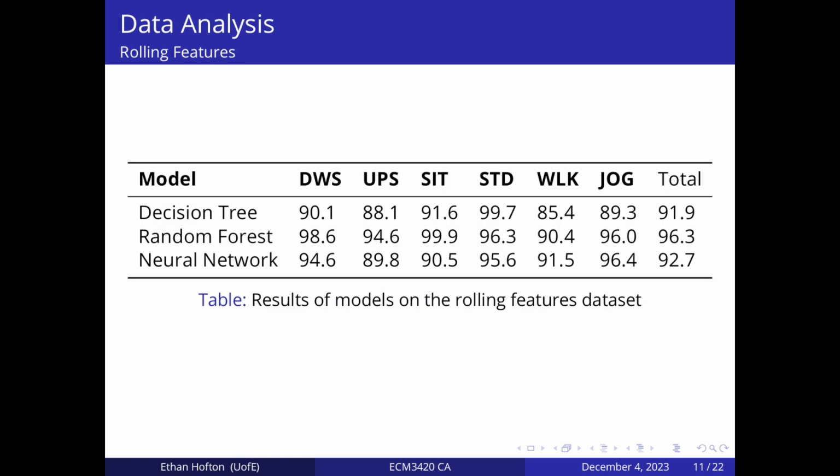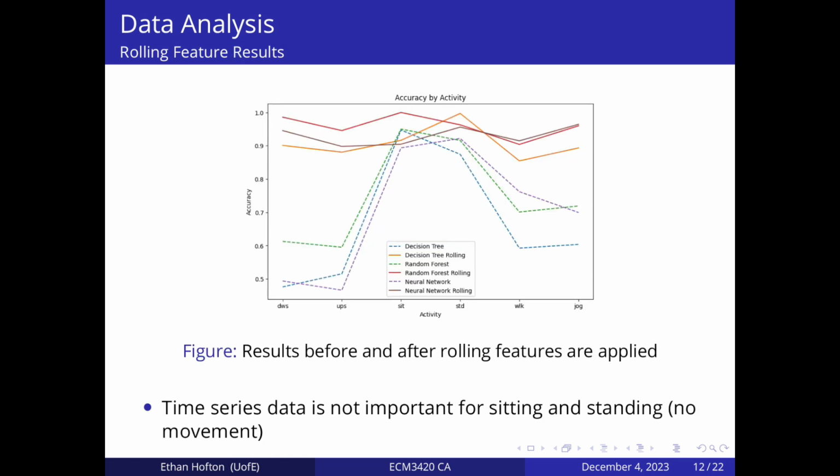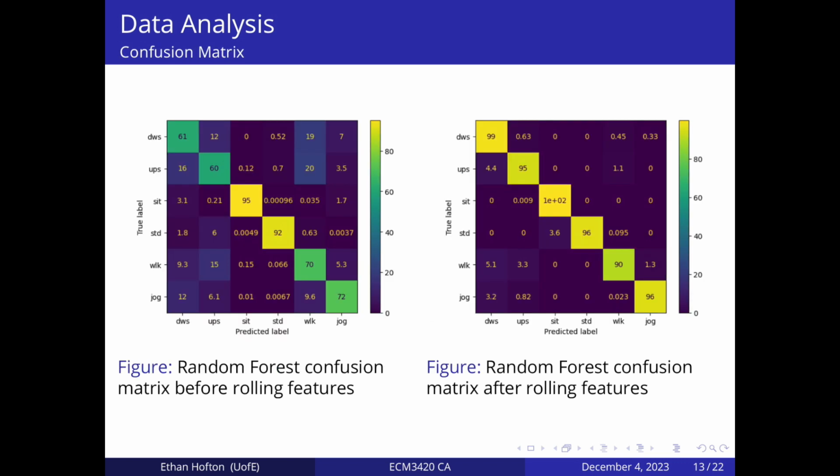Using the rolling feature dataset shows a massive increase for all models, performing at around 90% accuracy. The graph shows the accuracy for each category of each model, with the dotted line showing the accuracy of the early models. The accuracy for the sitting and standing categories has not changed much, but the accuracy for the other categories has increased massively.